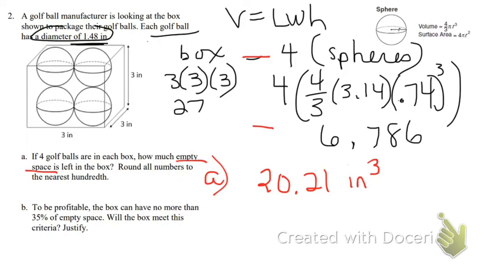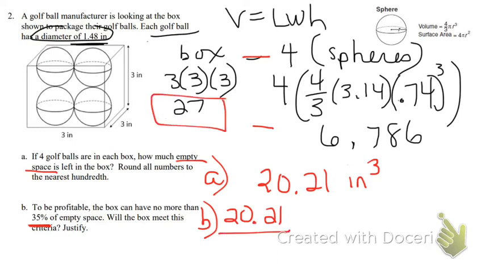Now, part B, this is not really geometry. This is more like common sense math or even middle school math. But I think it's a good question anyway. To be profitable, the box can have no more than 35% of empty space. So let's figure out what is the percent of empty space. The amount of empty space was what we found in part A. Take that out of the total amount of space in that box, which was 27. And let's figure out what that percent is.